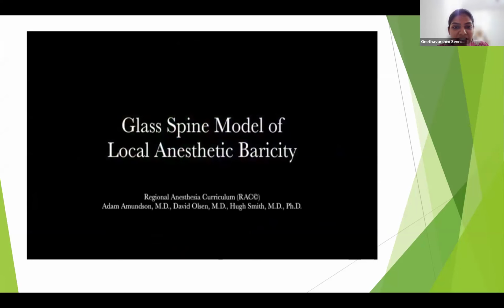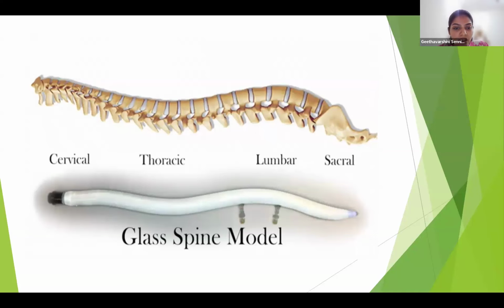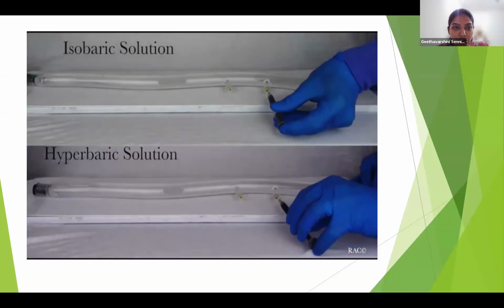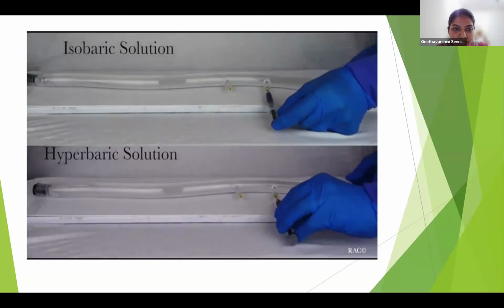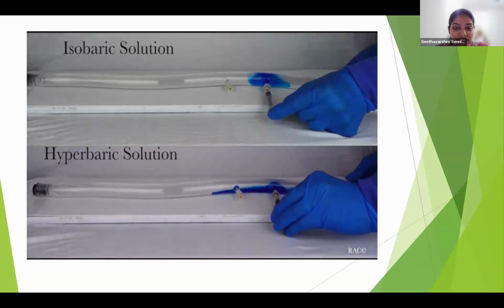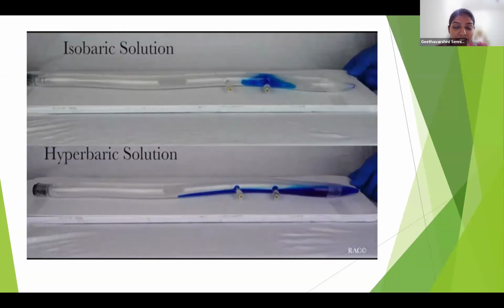This is a video of a glass spine model of local anesthetic baricity. This is a glass spine model showing various cervical, thoracic, lumbar, and sacral vertebral levels. When two solutions, one isobaric and one hyperbaric, are injected intrathecally at the lumbar vertebral level, the hyperbaric solution tends to spread more towards the gravitational forces, especially the sacral regions, whereas the isobaric solution is not influenced by gravity.